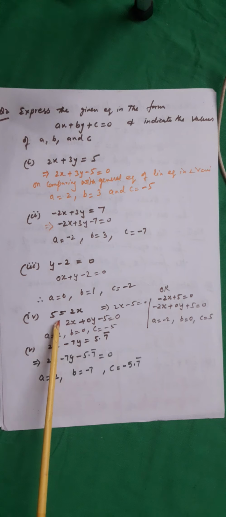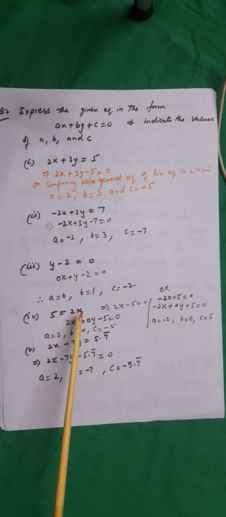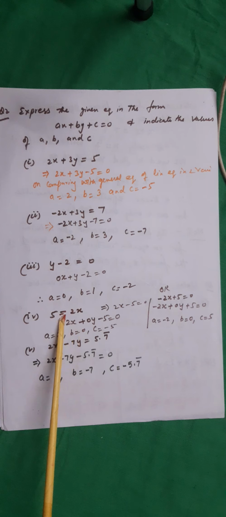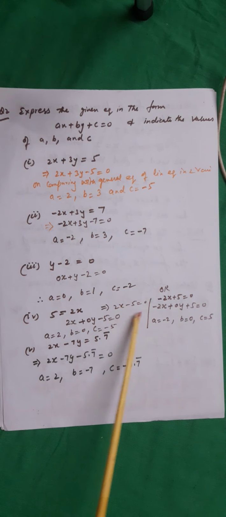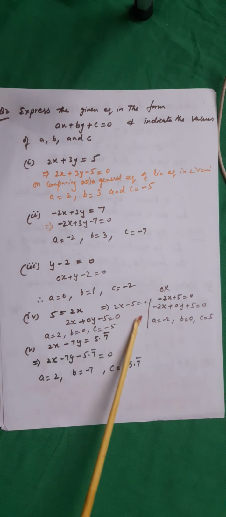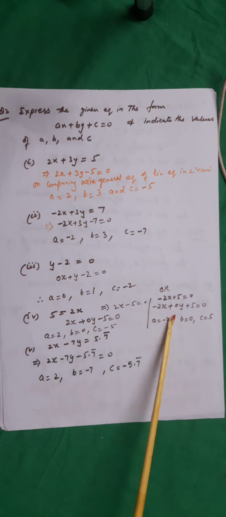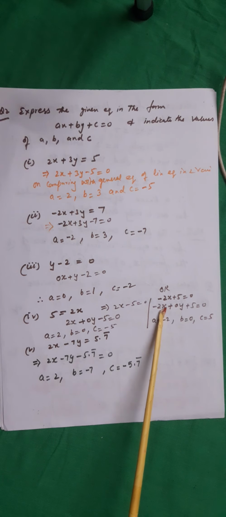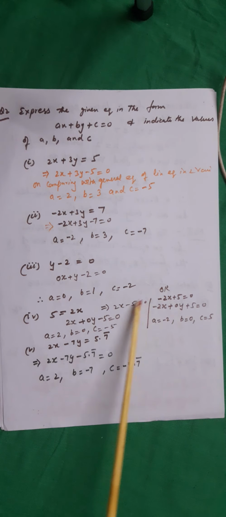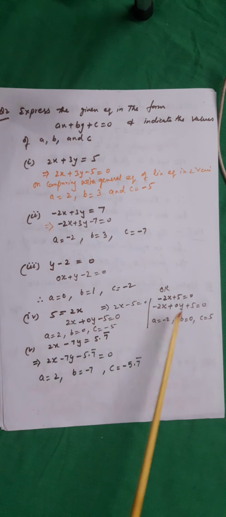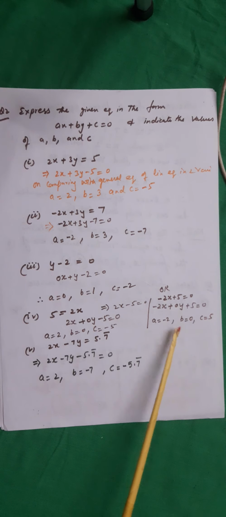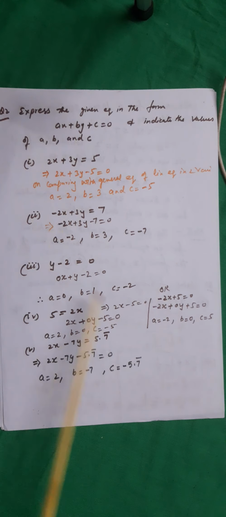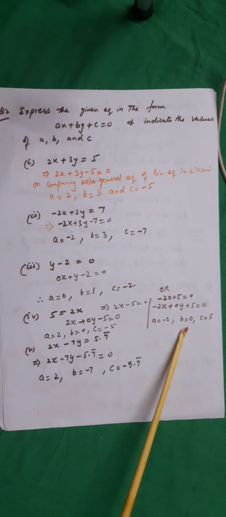Yet another form of equation can be taken as 5 is equal to 2x. Then how to reduce it? I can express this as 2x minus 5 is equal to 0. Now the y term is missing, but I can introduce it easily like this here. Minus 2x, I can do this way also. Minus 2x plus 5 is equal to 0, which gives me minus 2x plus 0y plus 5 is equal to 0. And on comparing it to this, I get a is equal to minus 2, b is equal to 0, c is equal to 5.